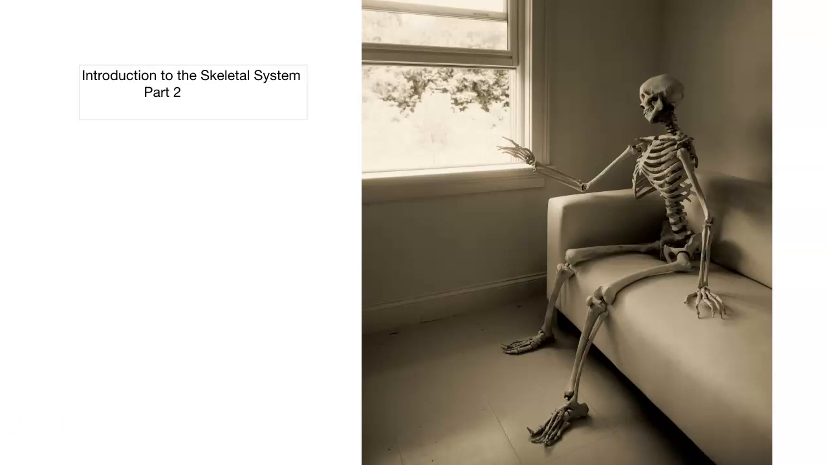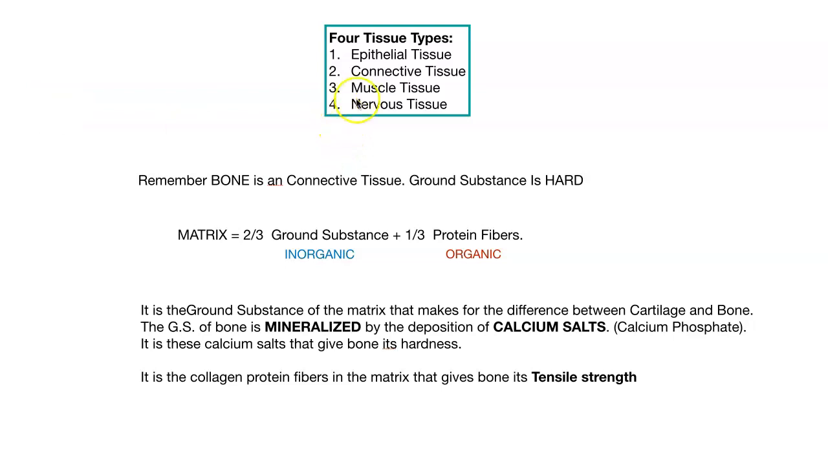So let's just review your 4 tissue types again. Epithelial tissue, connective tissue, muscle tissue, and nervous tissue. Remember, bone is a connective tissue. The ground substance in bone is hard. The matrix of all connective tissue is made up of ground substance and protein fibers.